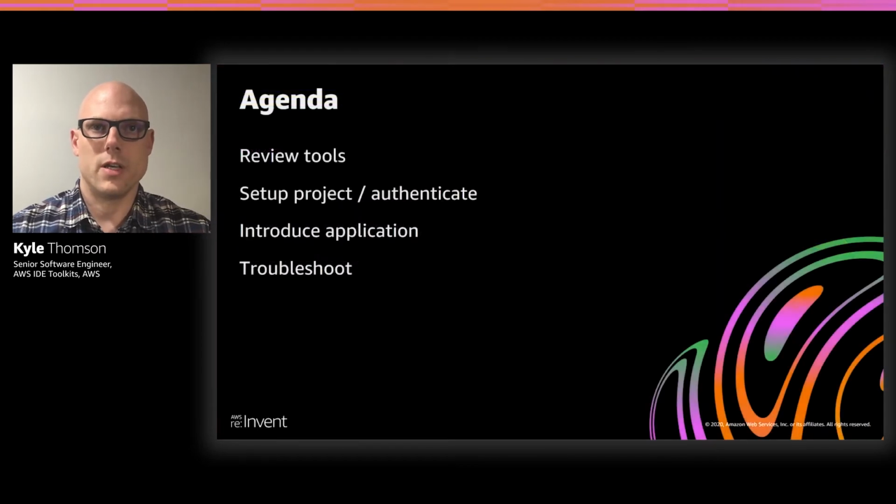So let's have a quick look at the agenda. We're going to start off by reviewing some tools that I have installed on my local developer desktop. These are tools that you're going to need to use some of the toolkit features. Then we're going to jump into a demo of getting the IDE extension set up, authenticated with AWS, and deploy our sample application that we're going to be playing around with today.